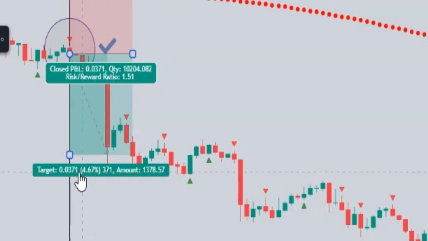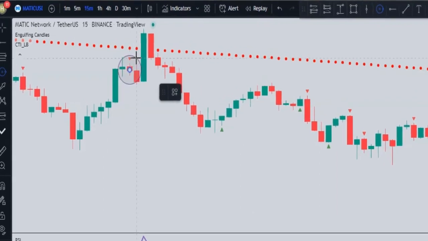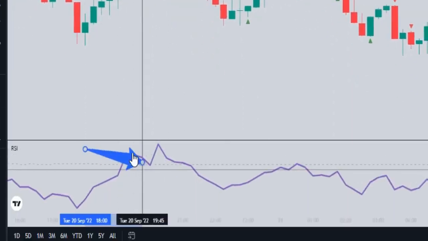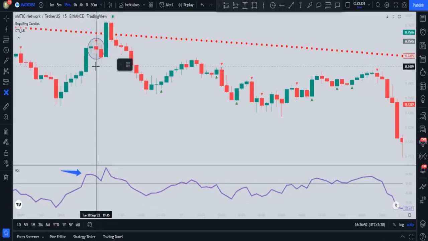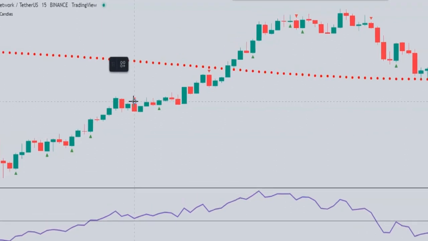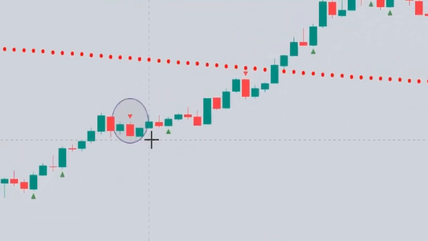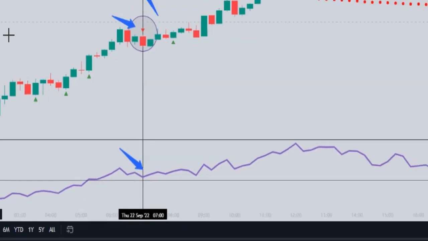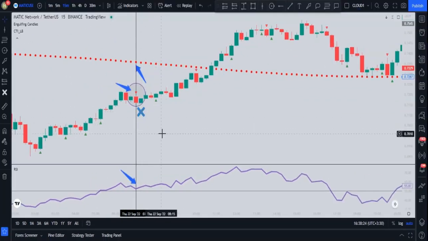So now let's see some other trading examples to understand the setup completely. There's a sell signal here and the price action is below the CTI indicator, but the RSI is above the 50 line. So this sell signal is not valid. And also there's a sell signal here because there's a red triangle above the candle and the CTI indicator is also above the candle, but the RSI is above the 50 line. So this sell signal is also invalid, and you can see how great this strategy filters out the invalid signals.